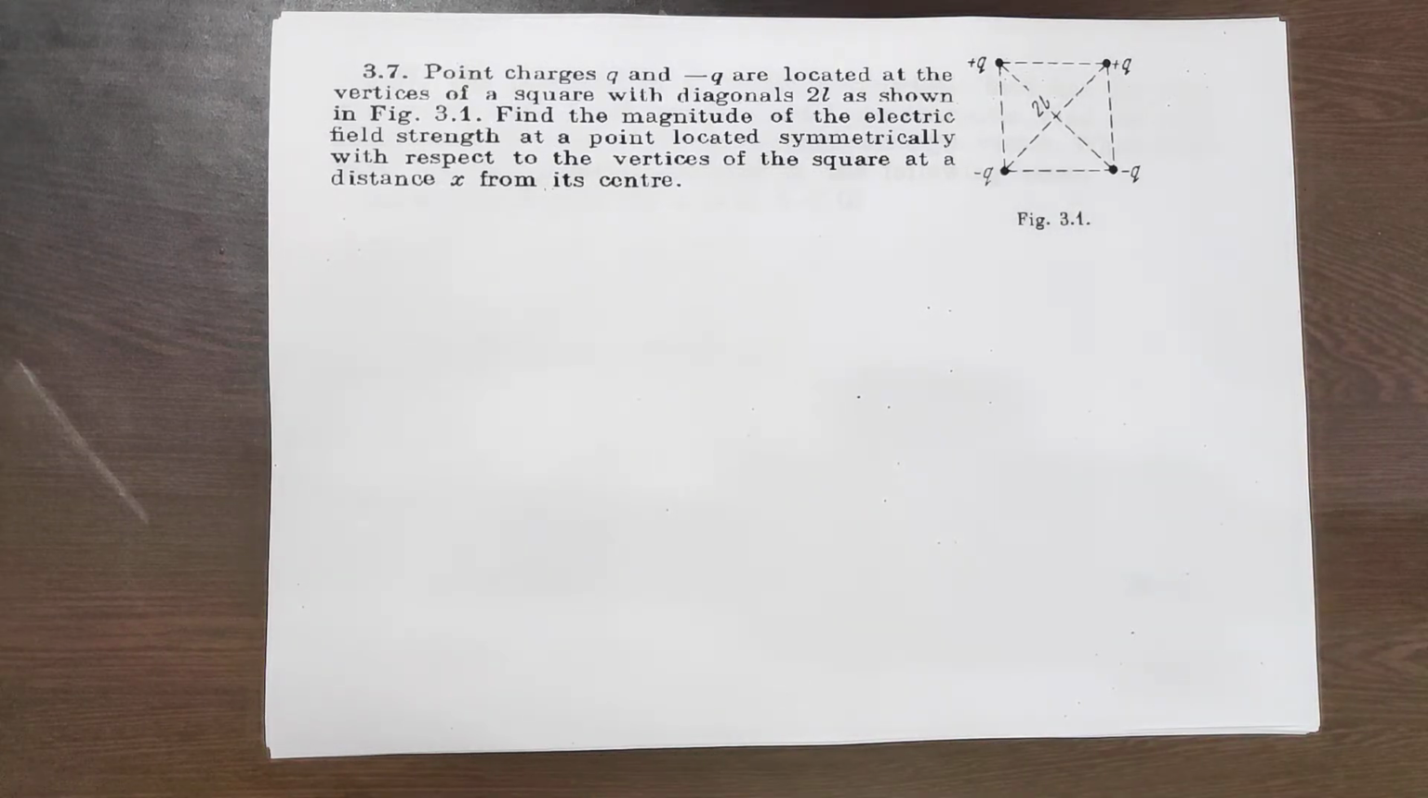See, look at this problem. Point charges q and minus q are located at vertices of a square with diagonals 2l as shown in the figure. Find the magnitude of the electric field strength at a point located symmetrically with respect to its vertices at a distance x from the center. That means the point where you have to find the field lies here.